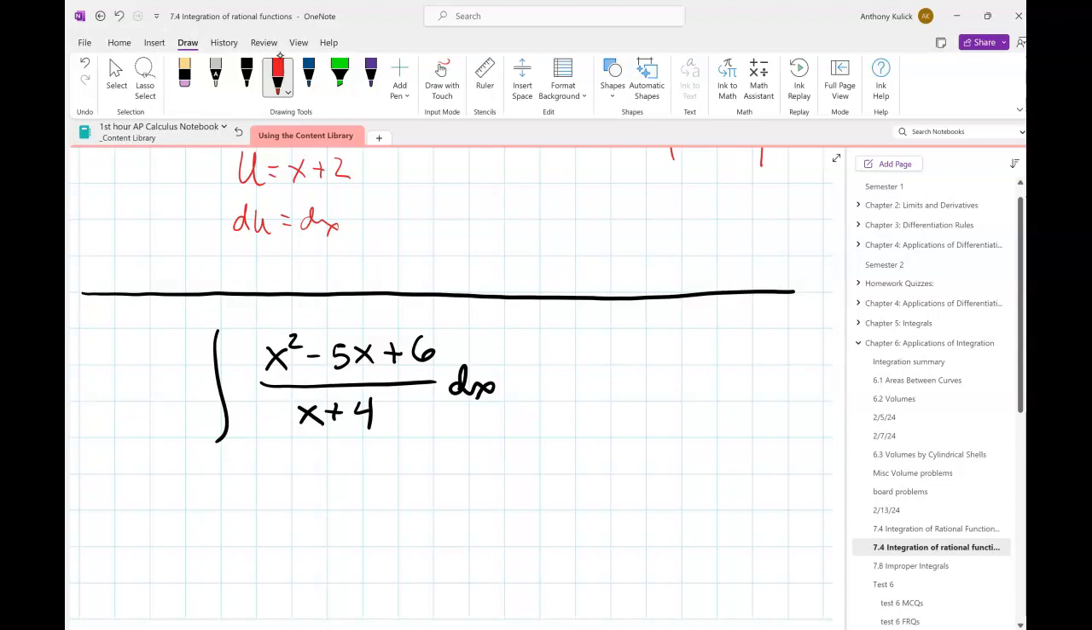What if I was able to rewrite this as, instead of what I have, what if I was able to write this as something like that? Now my integration problem is largely going to be solved. What am I talking about doing here when I write it?